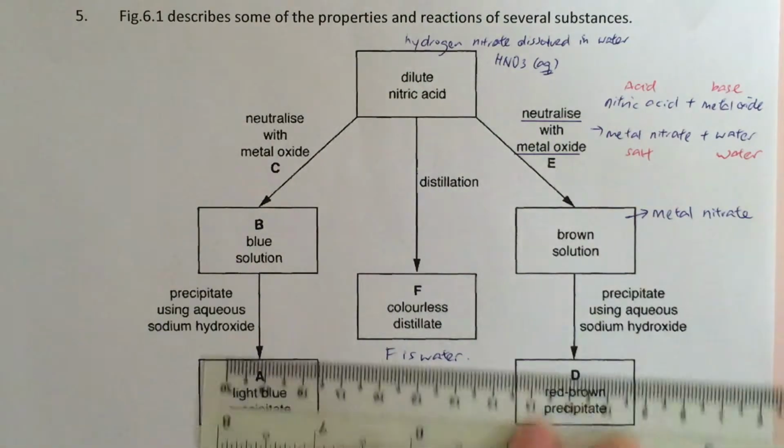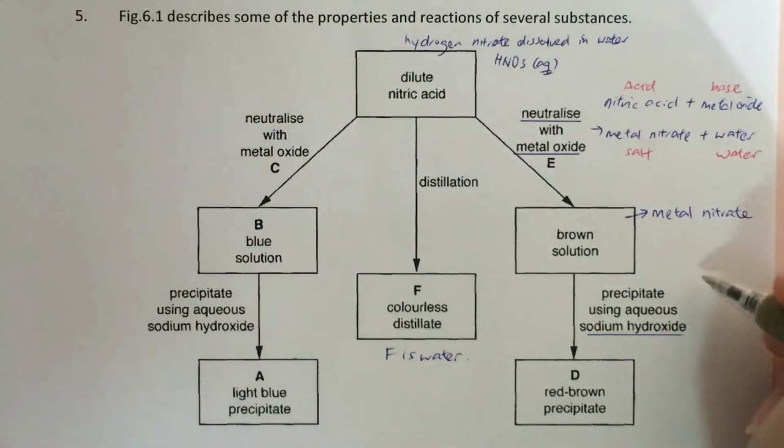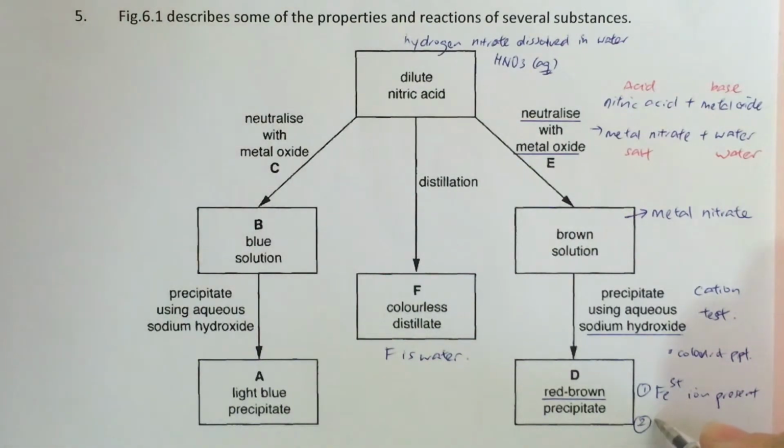So how then do we proceed? If you look at the next part, it says sodium hydroxide. So this will remind you it is a cation test. So now we are trying to find out what metal could be inside this metal nitrate. So if we look at the color of the precipitate for a cation test, if there is any red-brown precipitate, it means that iron 3 ion is present. So first we will write there Fe3+ ion is present. Second, we will write the name of the precipitate. So this D is iron 3 hydroxide.